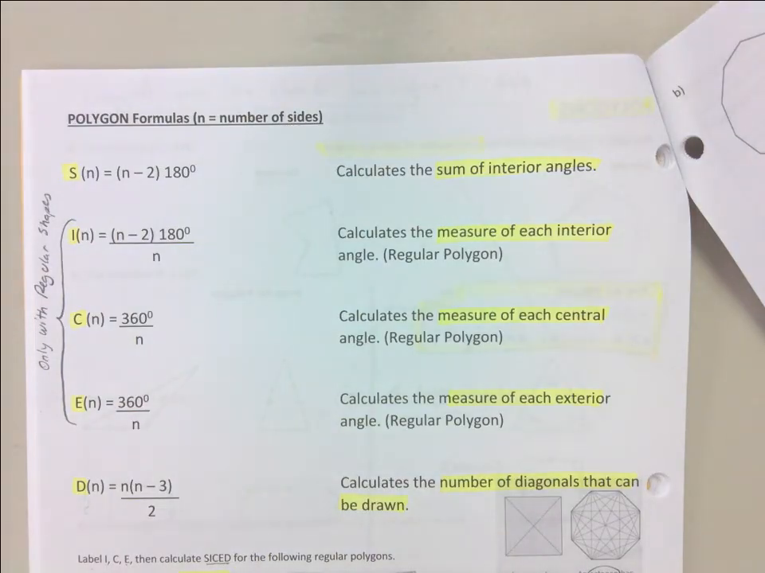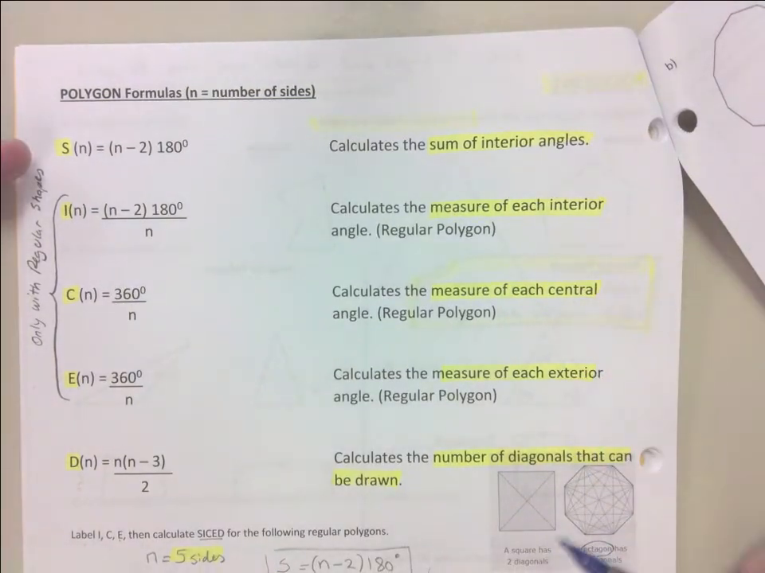So if it's a regular polygon, you may use it all you want. What does that mean? S and D, what's up with S and D? S works with any polygon. It doesn't have to be regular. D, the number of diagonals, also works, whether or not it's regular, it doesn't matter. But ice only works with regular. Okay.